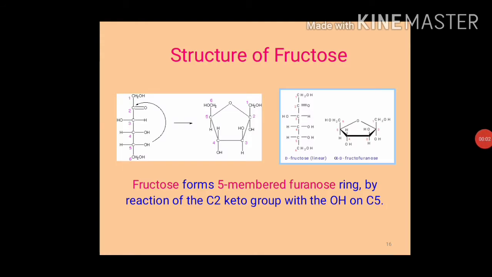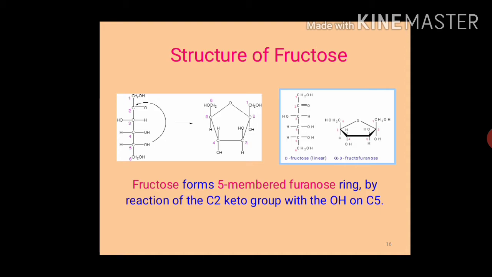In this video, we learn about structure of fructose. Fructose has molecular formula C6H12O6. It is sweeter than glucose and sucrose. It contains ketonic functional group at carbon number 2. It is a levorotatory compound.